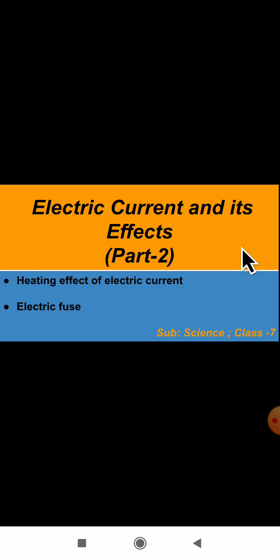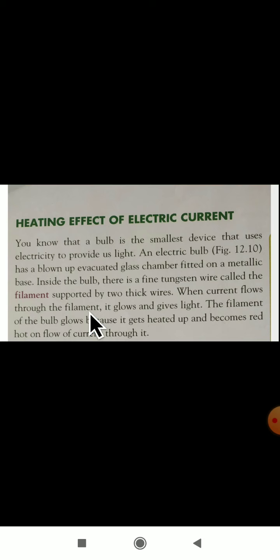And today in this video class we are going to start with the next concept of this chapter, that is the heating effect of an electric current. And we will also learn about the electric fuse. See, heating effect of electric current.